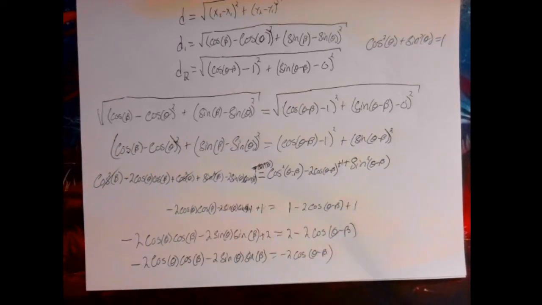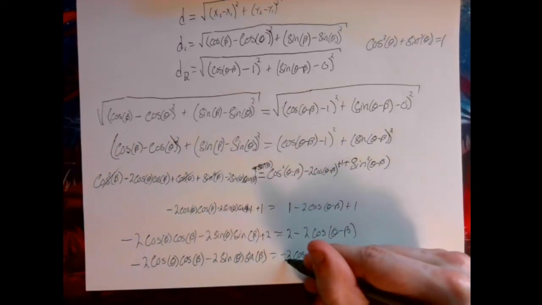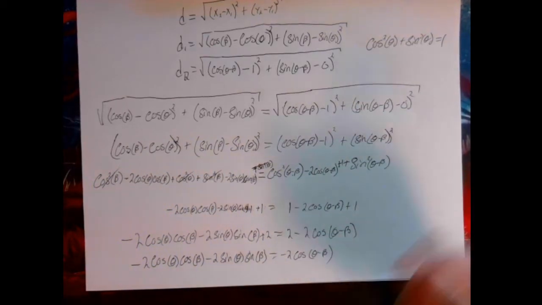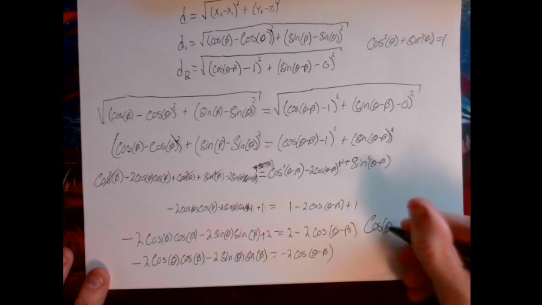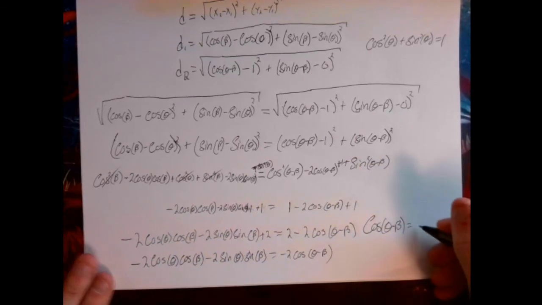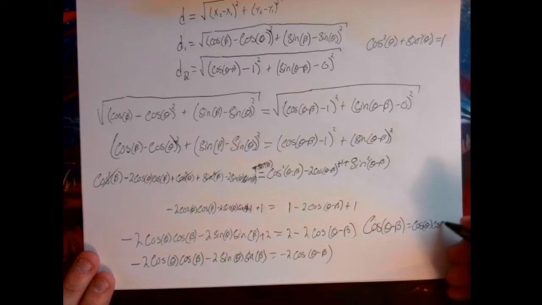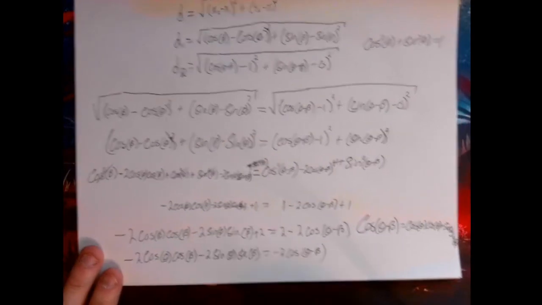Then from here we can divide both sides by negative 2, and that gives us our identity, which would be cosine of theta minus beta equals cosine of theta cosine of beta plus sine of theta sine of beta. Sorry, I ran out of a little room there. I'll write it on the back here.